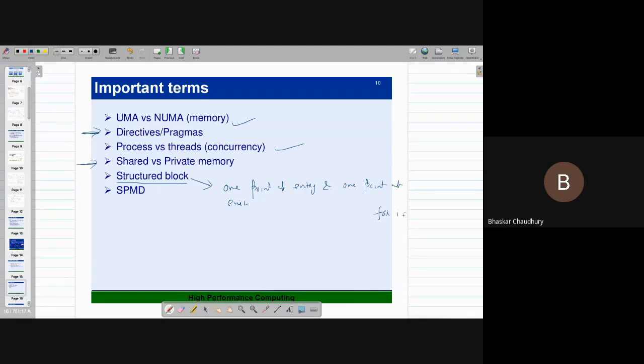Let me give you an example. For i equal to 1 to n, do something, operations, and this is the end. So what is happening here? One point of entry and one point of exit. Now suppose I introduce something here that leads to branching, then it is not a structured block. So branching is not allowed. This is very important.